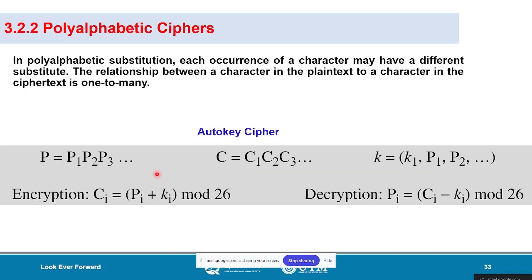Now, this is the encryption. We say that P, which is the plain text value, and the key, we add these two, and we take mod 26, and we have it.